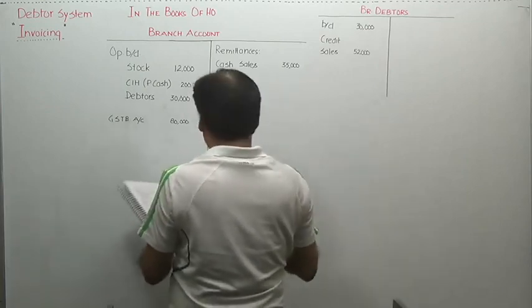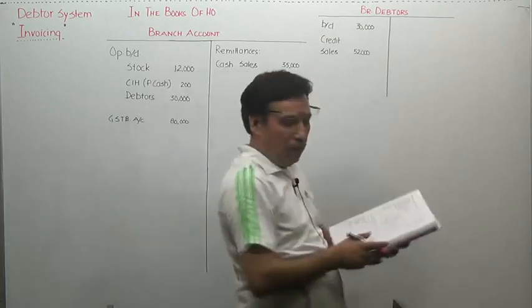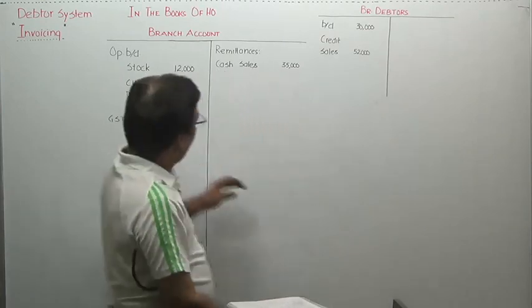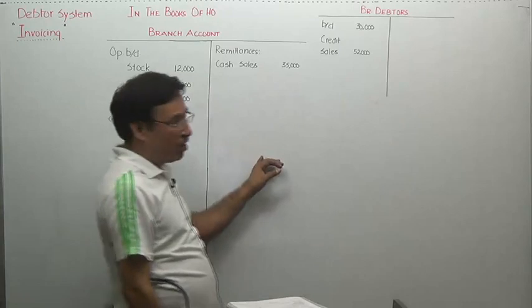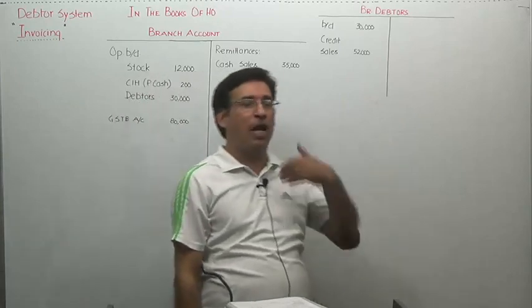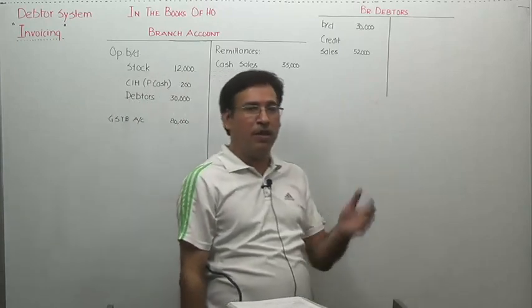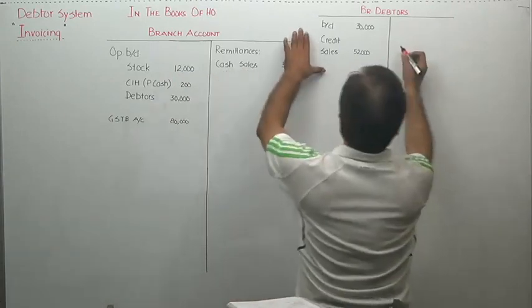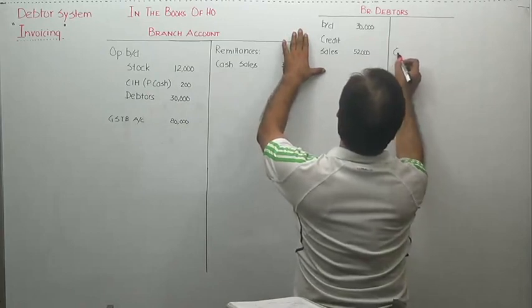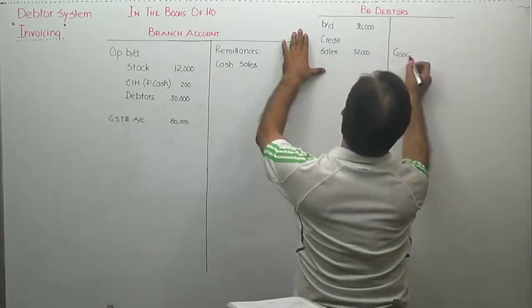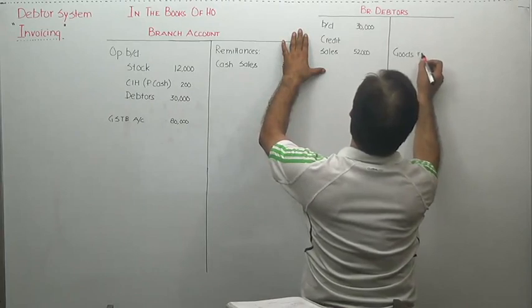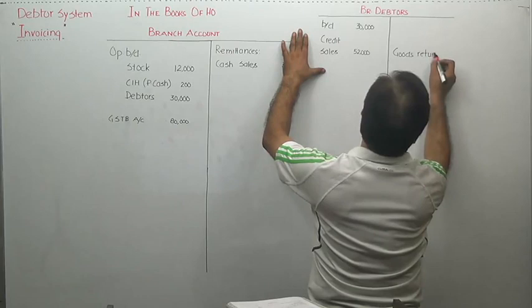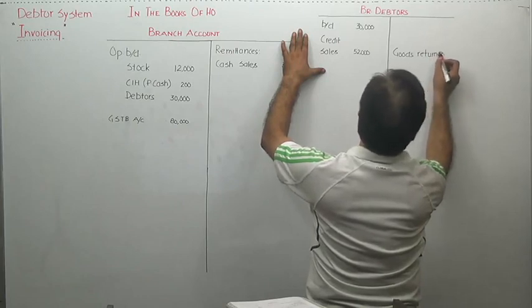Then we have been given goods returned by debtors. Remember one thing, there are two types of return. One, goods returned by branch, that figures in the branch account. But this is goods returned by debtors, meaning the branch sold the goods to the customers and the customer returned the goods back to the branch office. So goods returned by debtors is nothing but your sales return. And sales return is nothing but return inwards.